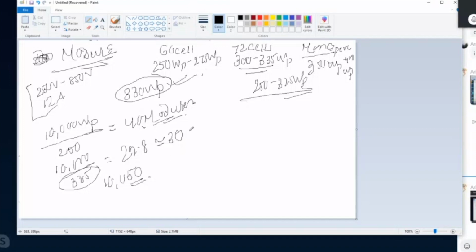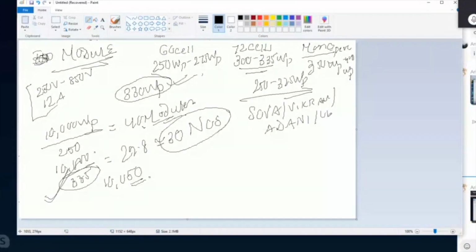So for this example, let us take 335. We have chosen 335 watt peak. So the total number of modules we require would be 30. Now we have various manufacturers for modules, for example Shobha, Vikram, Adani, Luby, and if we go outside we will get Canadian Solar. We have multiple module manufacturing companies. Here we are taking Adani Solar. We are considering Adani's module, so we would be taking the Adani Solar 335 watt peak module.